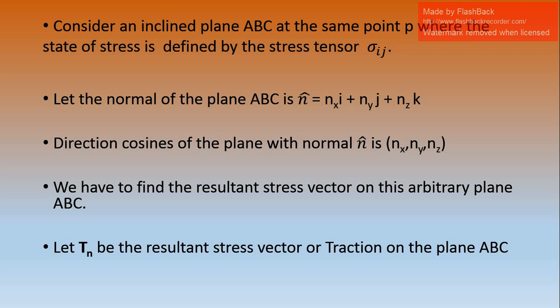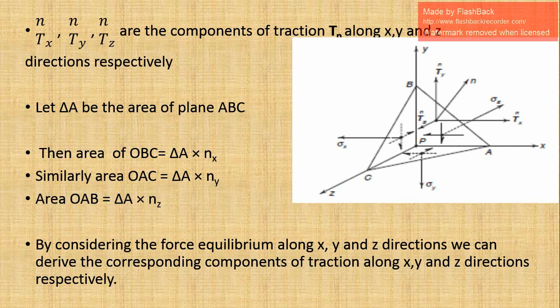We have to find the resultant stress vector on this arbitrary plane ABC. Let Tn be the resultant stress vector, which is also known as traction on the plane ABC. So the traction or resultant stress vector will have 3 components along the x, y and z directions, and it is notated as Tnx, Tny, Tnz respectively.